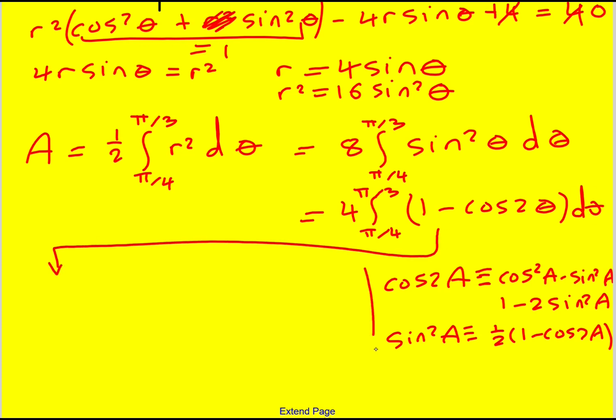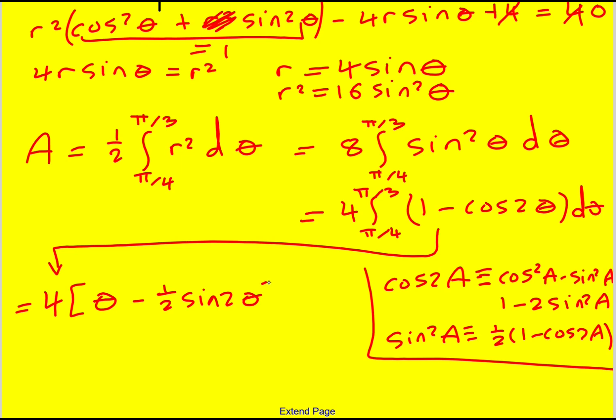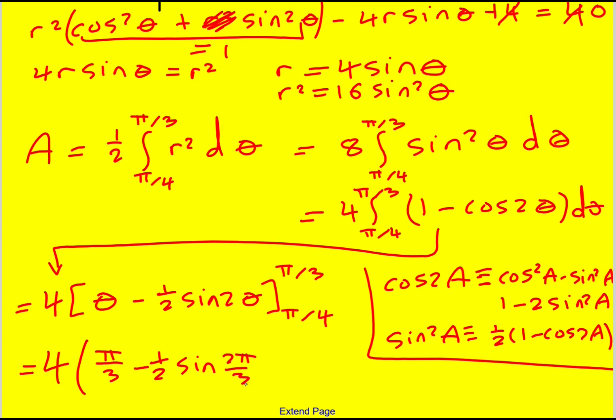Okay, I'll move over here. So I will then get 4, right, let's integrate. I'm going to get theta minus a half sine 2 theta evaluated between pi over 3 and pi over 4. Okay, I brought the 4 out of the whole thing. That's absolutely fine. Then I'm going to get pi over 3 minus a half sine 2 pi over 3. Then I'm minusing pi over 4, and I end up adding a half sine pi over 2.